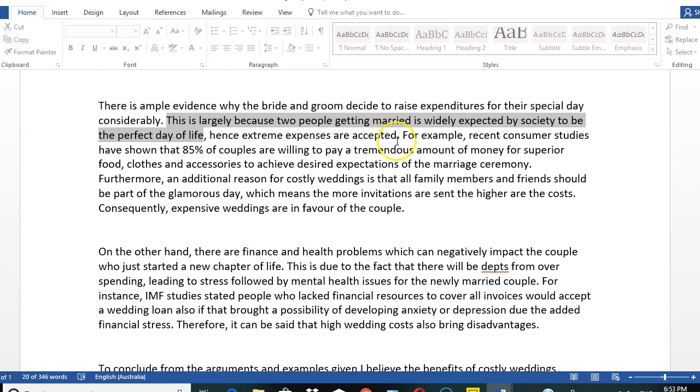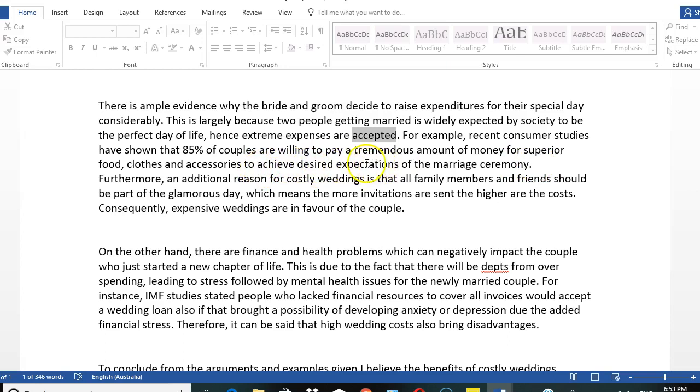Hence, extreme expenses are accepted. I wouldn't say they're accepted, they are chosen, or people go in for extreme expenses. For example, recent consumer studies have shown that 85% of couples are willing to pay a tremendous amount of money for superior food, clothes, and accessories. Superior is good here, to achieve desired expectations for the marriage ceremony. Okay.